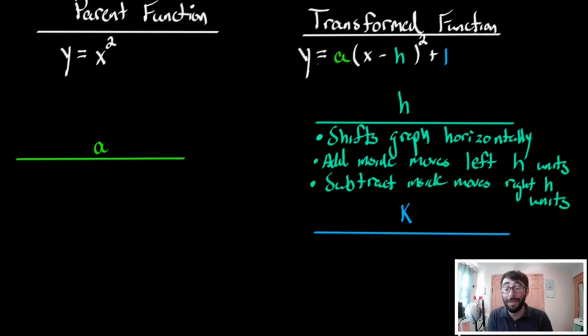And remember, when we added or subtracted outside the absolute value, that moved us up and down. However, in this case, we're adding or subtracting outside the squared binomial. So this is going to shift us vertically. If we add outside the squared binomial, we'll be moving up that many units. And if we subtract outside the squared binomial, we'll be moving down that many units.